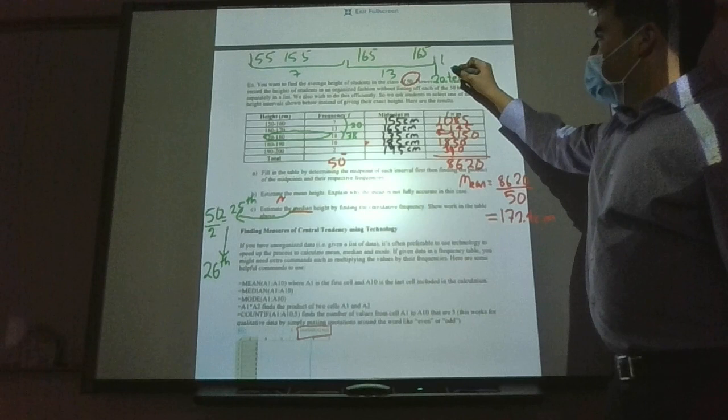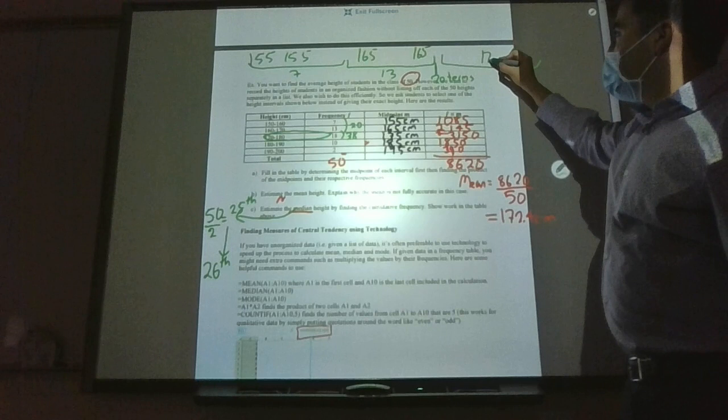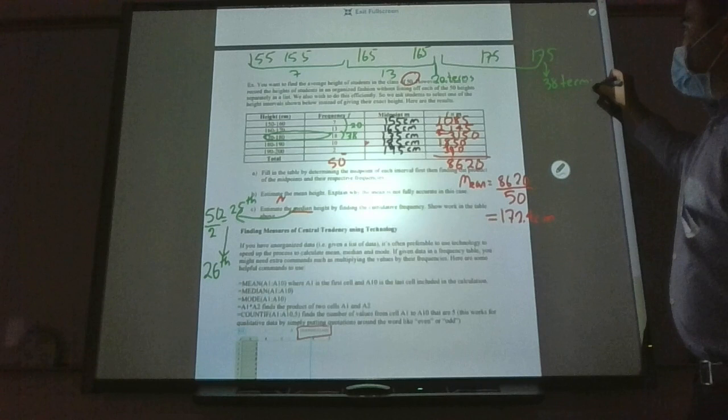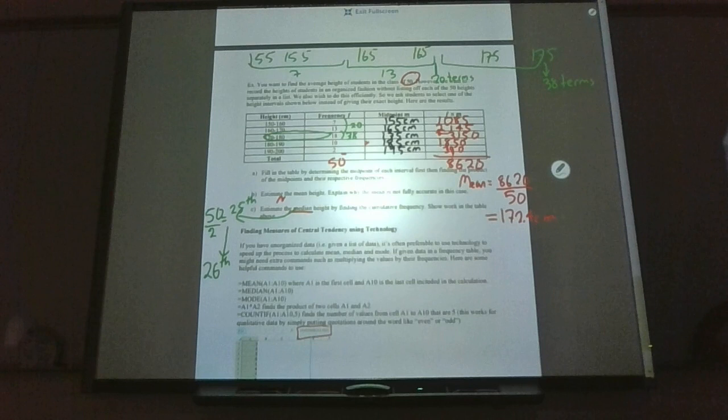And then if I just keep going in this list, it makes sense that my 25th one would be in the next category of 175 as a midpoint, right? Because once I get to the very last one, which is at 38, I've gone too far. So it makes sense that my 25th and my 26th one would have to be in this category here. That's basically a visual way of illustrating that.